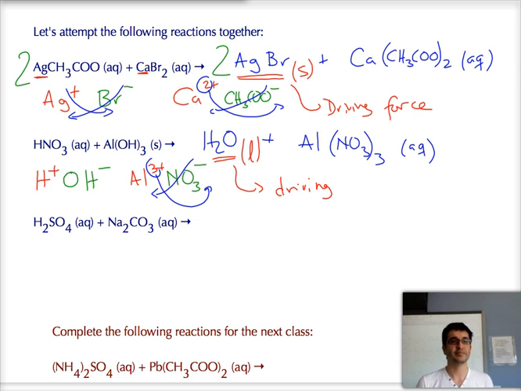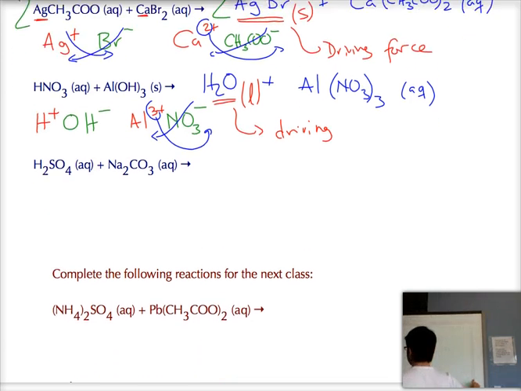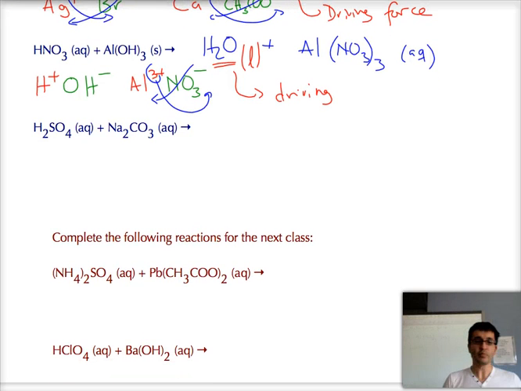Now, the next reaction is a little bit special because it's also a neutralization reaction. So you know that we're going to make some water. But it's actually a little bit different. So let's check that out. When we have sulfuric acid reacting with sodium carbonate, initially what are the ions that we have in there? We're going to have the H plus ion.